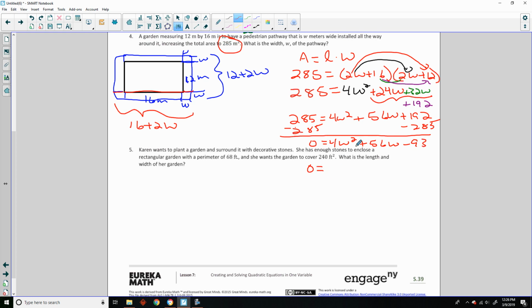So I see 4W squared would be the same as (2W) quantity squared. So 2 squared is 4, W squared is W squared, that's equal to that. Plus, and 2W, if I took a 2W here, then that would take out half of 56, which is 28.